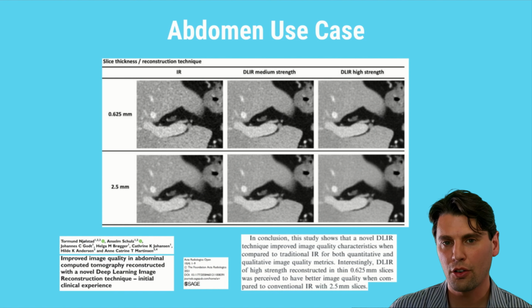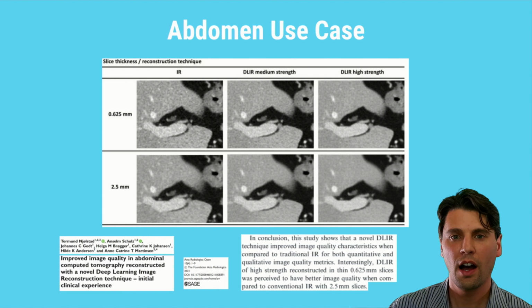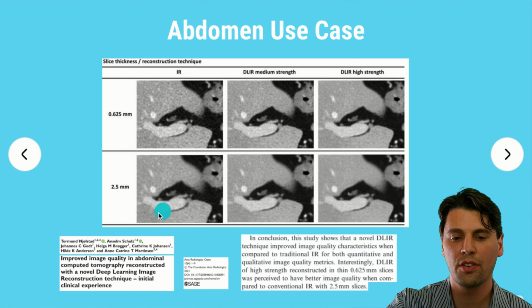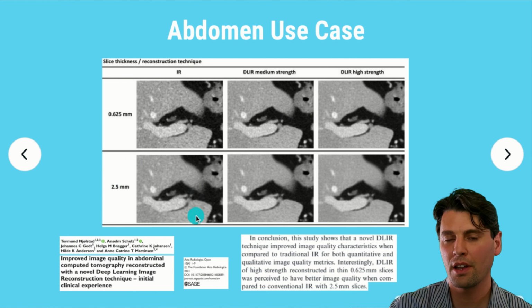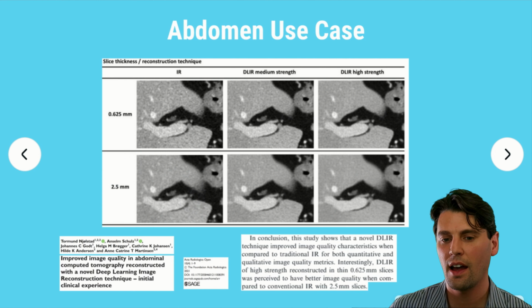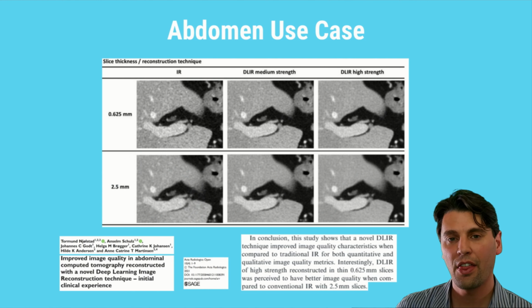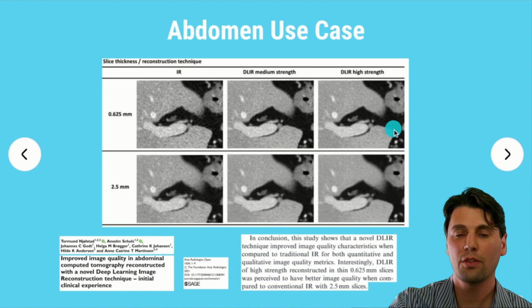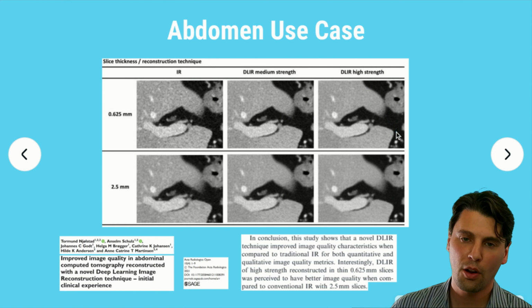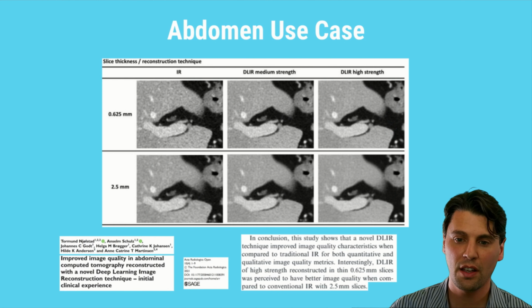This was also shown by the group in MTech with the abdomen case. The idea being that they were starting with this scenario, 2.5mm iterative reconstruction being the standard of care at the time, and then looking at thinner slice imaging with the deep learning. So if you look at 0.625mm thickness with the high strength of the deep learning, this was actually preferred from the quantitative and qualitative evaluations.